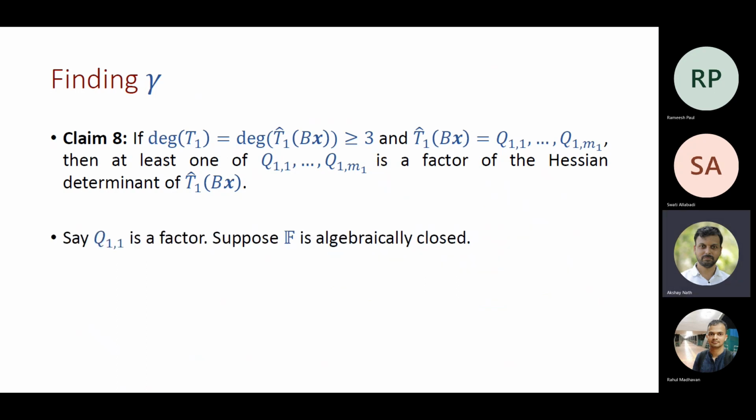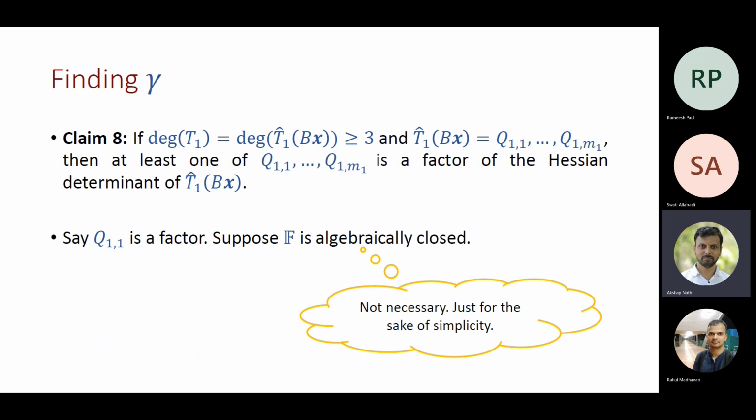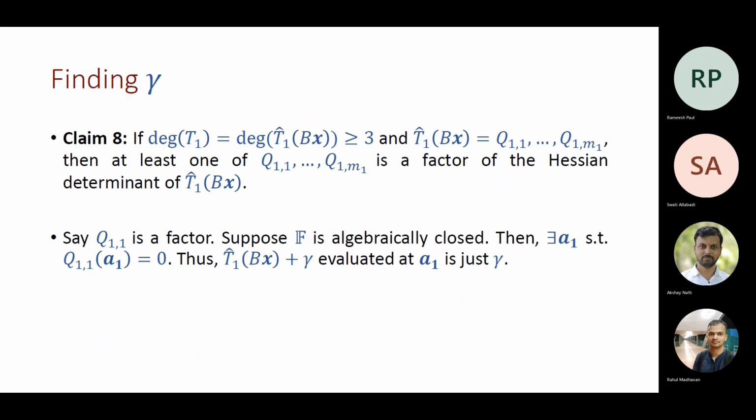Yeah, so now suppose that the factor Q11 is also a factor of the Hessian determinant. And for the sake of simplicity, let's assume that F is an algebraically closed field. That is, every non-constant polynomial has a zero over that field. This is not required, I'm just assuming it for simplicity in the talk. Then there exists an A1 so that Q11 evaluated at A1 is 0.